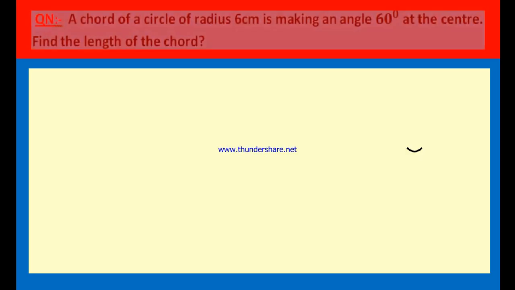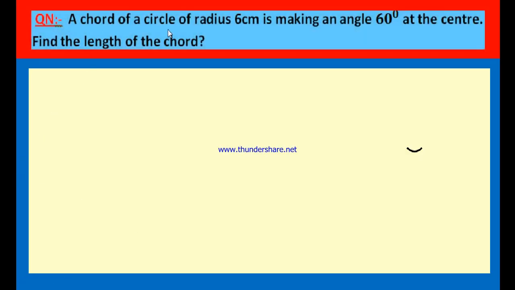Another question now. A chord of a circle of radius 6 cm is making an angle 60 degrees at the center of the circle. Find the length of the chord.